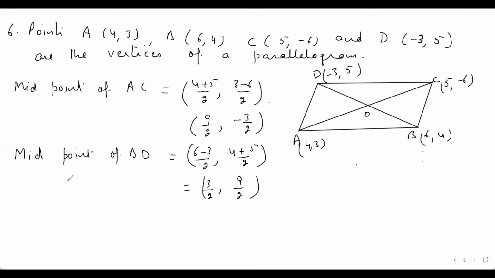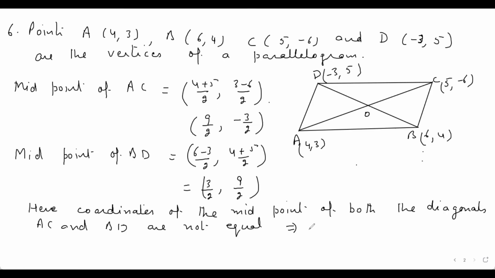Since midpoint of AC is not equal to midpoint of BD, it means they are not the vertices of a parallelogram. Because in a parallelogram, diagonals bisect each other. It means midpoint of AC should be equal to midpoint of BD. So here the coordinates of the midpoint of both the diagonals AC and BD are not equal. Diagonals don't bisect each other. So they are not the vertices of the parallelogram. So false statement.